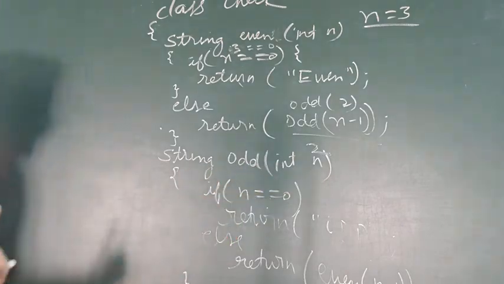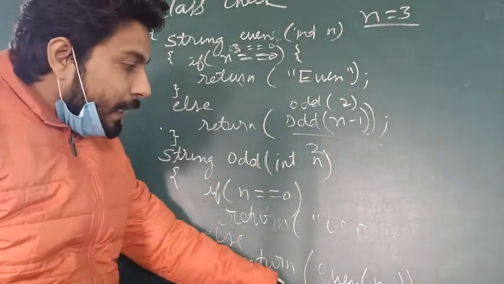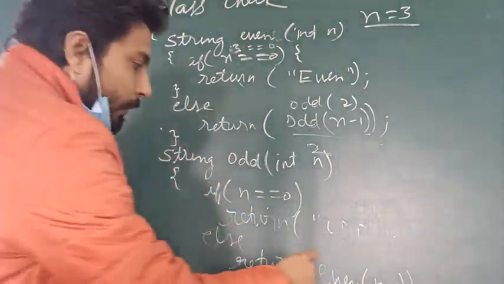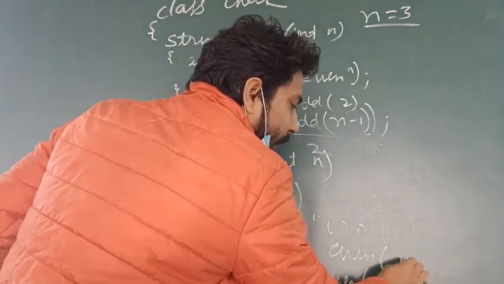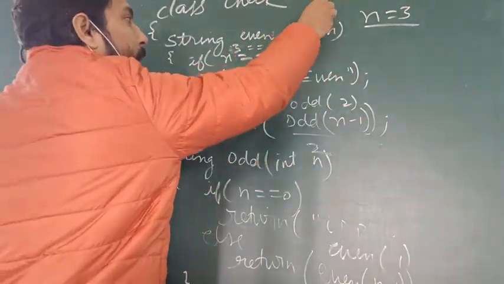2 equals 0, condition false. Then it will go to return even n minus 1. So the value will be even 2 minus 1, that is 1. Now it will go to even 1.